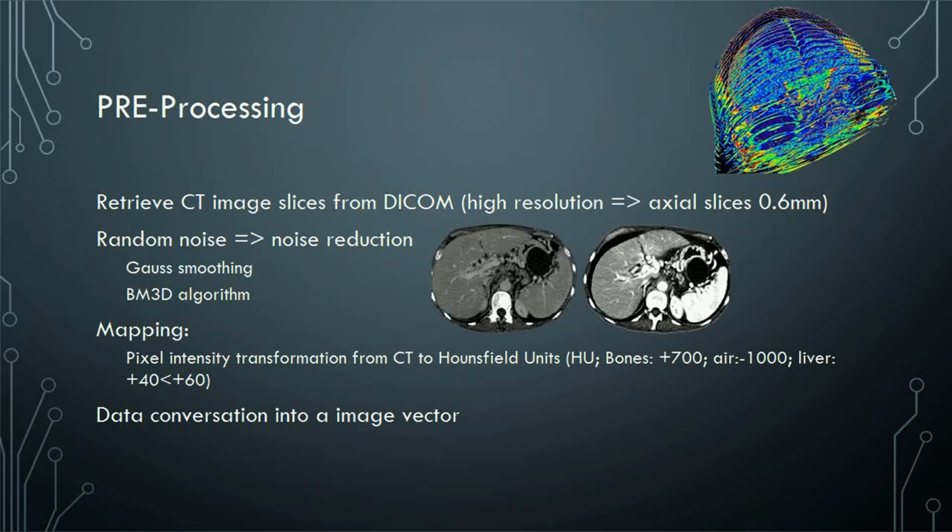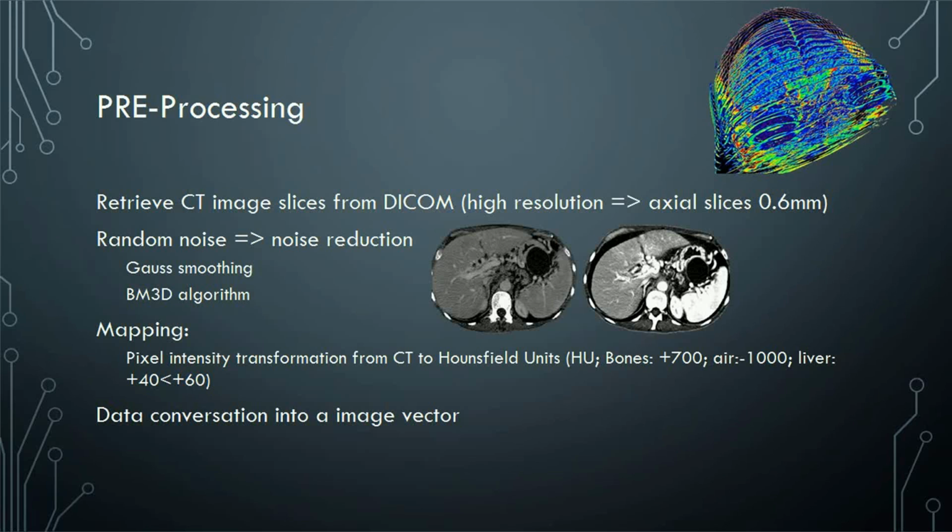It is necessary to suppress this noise, so we use Gauss smoothing and BM3D algorithms to remove it in all slices. This is the first preprocessing step. After this, there is a pixel intensity transformation into Hounsfield units. This is useful since different organs have typical HU values. For instance, in the case of the liver, this value is between 40 and 60. After this, we convert the image data into image vectors.